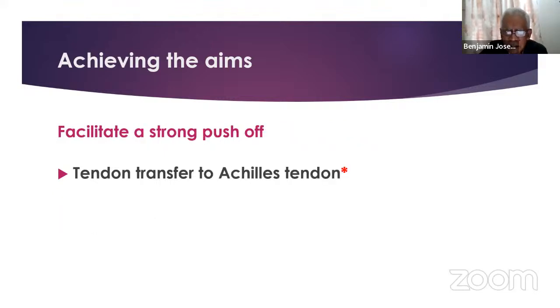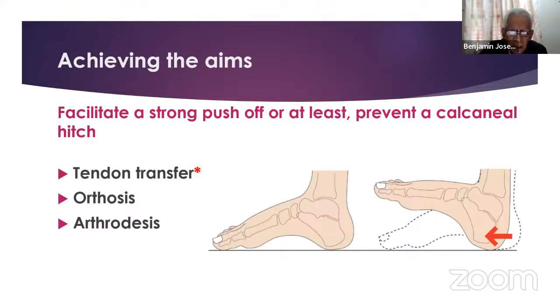How do you facilitate a strong push-off? You need to transfer some tendon to the Achilles tendon. And as I mentioned earlier, this is often not very effective because the triceps surae is such a powerful muscle. I said, at least prevent a calcaneal hitch. What do you mean by a calcaneal hitch?